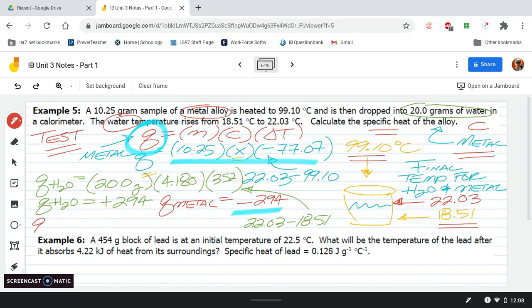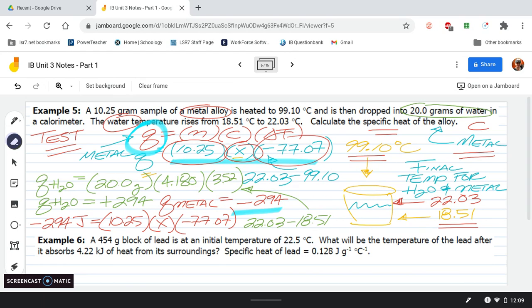So let's go Q of the metal equals, okay. Sorry, messed that up. So the Q of the metal, we already know the equals. I just need to write it in. So negative 294. I don't have a lot of space for fooling about. Now Q is actually measured in joules here. So it's probably best to put that right there. Not a big deal mathematically, and so the mass right here, 10.25. X is what we're going to solve for. And negative 77.07.